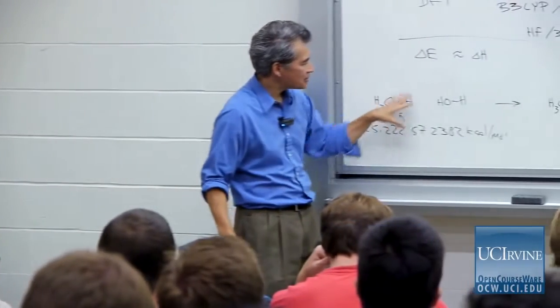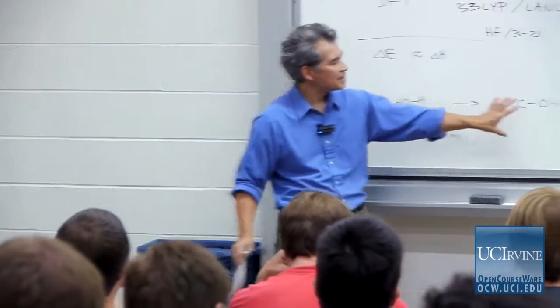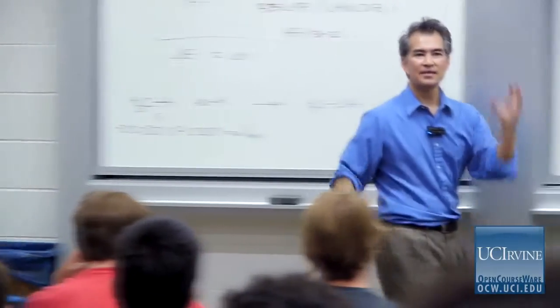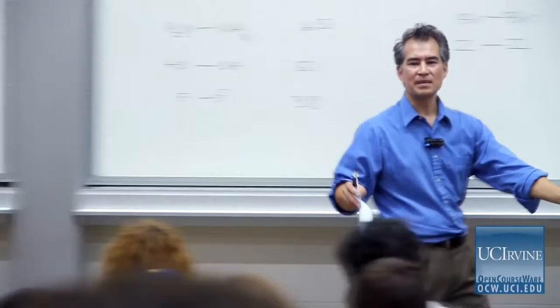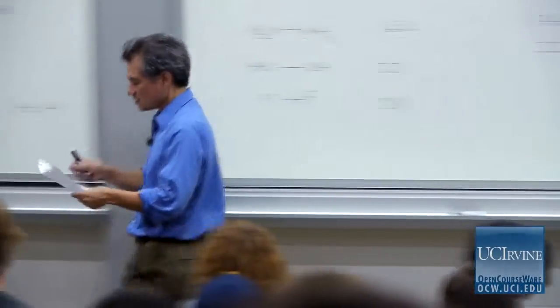It's only when you add the energy of this and the energy of that, the two starting materials, and you compare it to the energies of the two products added together, that's the only way those numbers can be useful to you. And this is another example of Hess's law. So what are they doing?